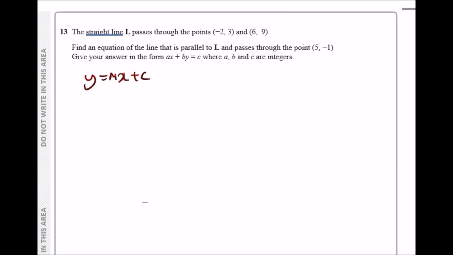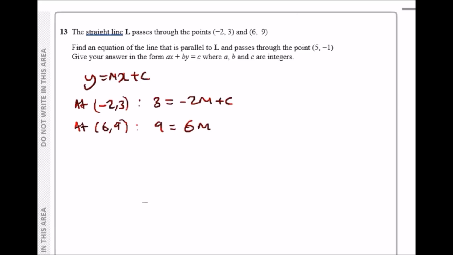Now we know that these two points fit in here, so we can say at (-2, 3), plug this into this equation, replacing x with -2 and y with 3, we get 3 = m times -2, which is -2m + c. Now plugging in the second point (6, 9), y is 9 and x is 6, we get 9 = 6m + c.